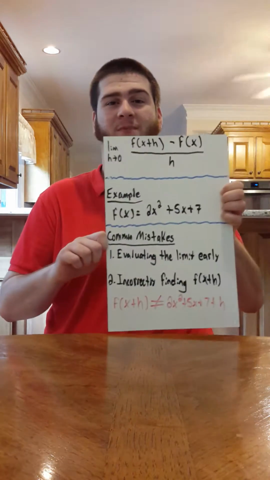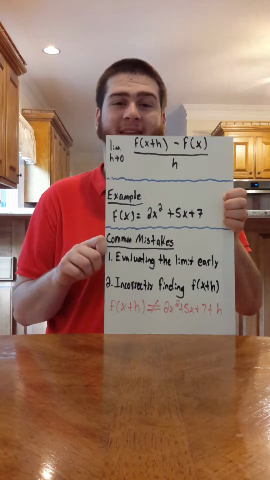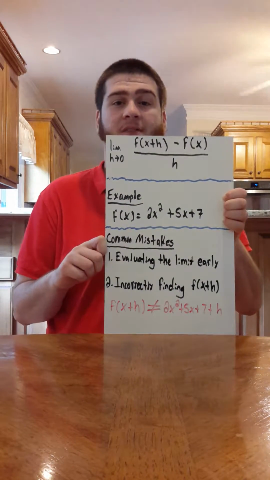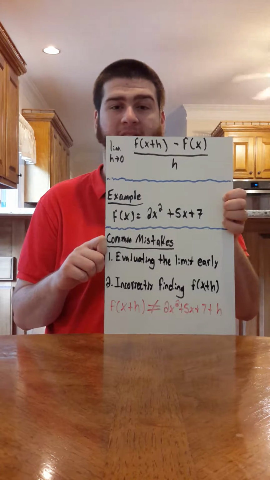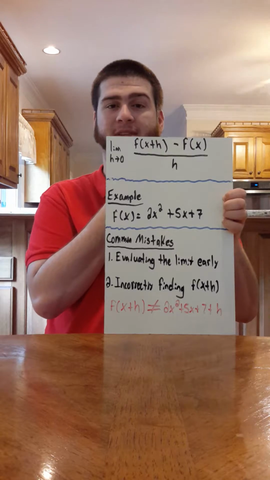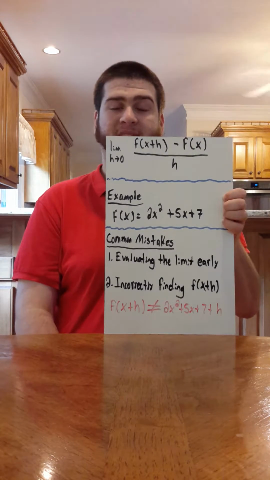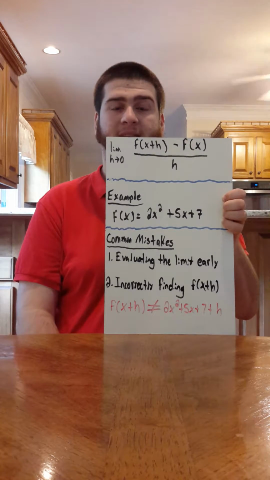So the definition of the derivative we're going to be using is this right here on this whiteboard, at the top. We have the limit as h approaches 0 of f of x plus h minus f of x, all divided by h. The example I'm going to be using for this problem is 2x squared plus 5x plus 7.